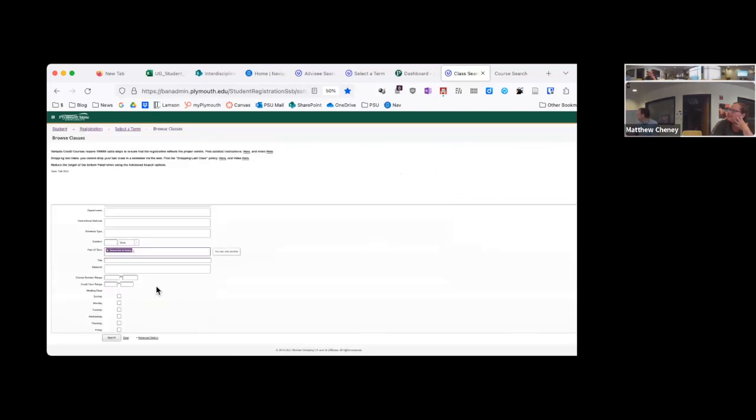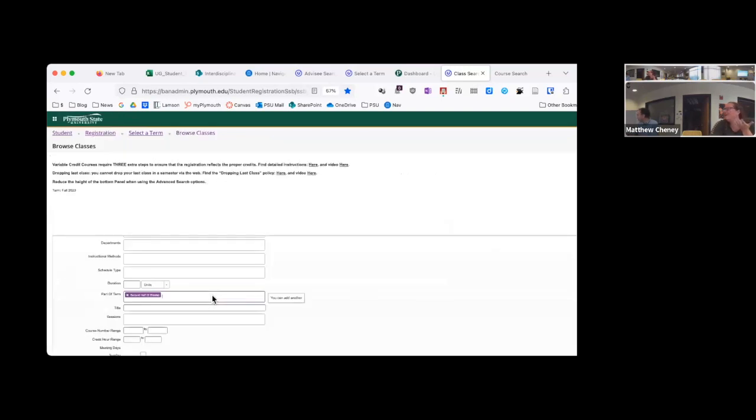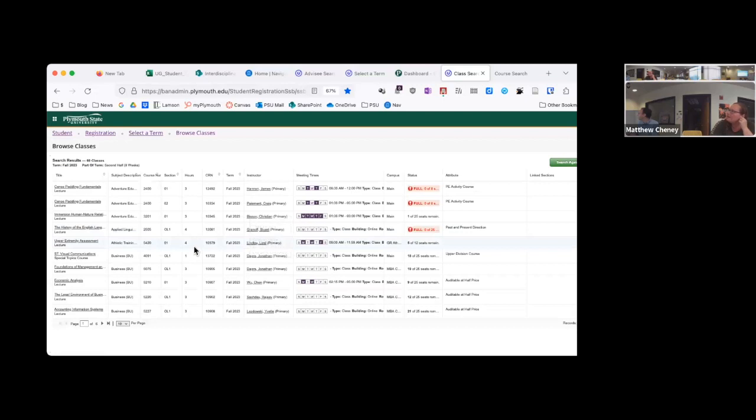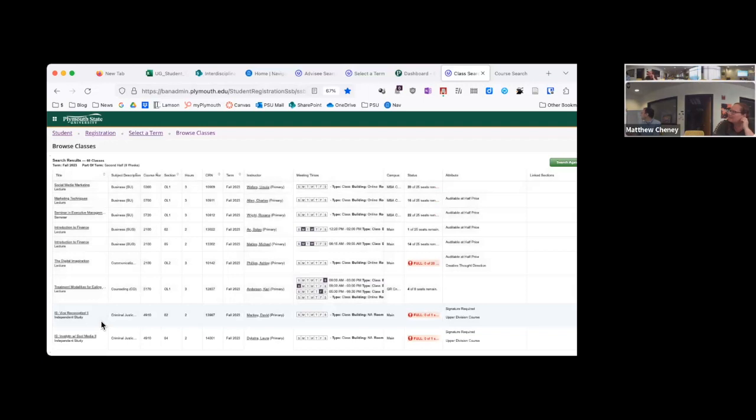There you go. Second half, 8 weeks. And then I work with, you know, mostly first years. Okay, yeah. So then you can hit search, or you can do open sections only, or you can pare it down. Like a lot of these classes are going to be graduate courses. So if you hit search again, you can make it so you only see 1,000 to 3,000 level courses or whatever, just to see.